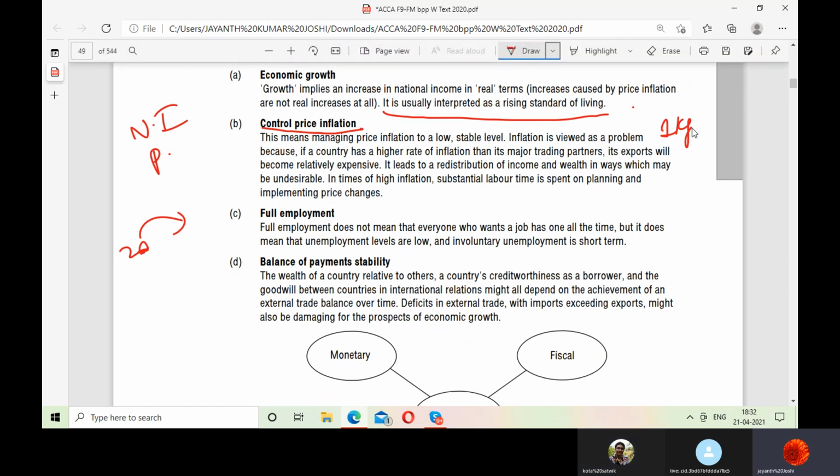See, 1 kg tomato today you are buying for 40 rupees or 30 rupees. Okay, or suppose 20 rupees. When I was small, 2 rupees. So now you see you are paying 20, you are paying 10 times of this, but the quantity is the same.